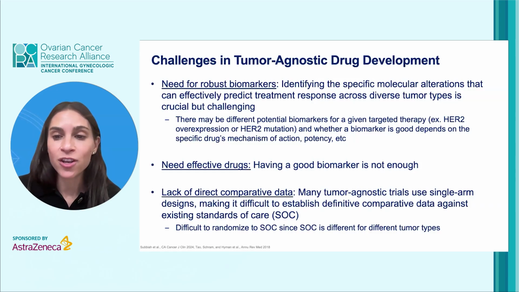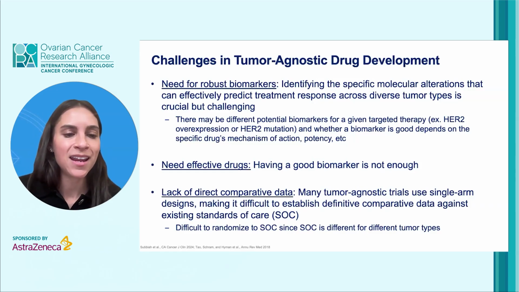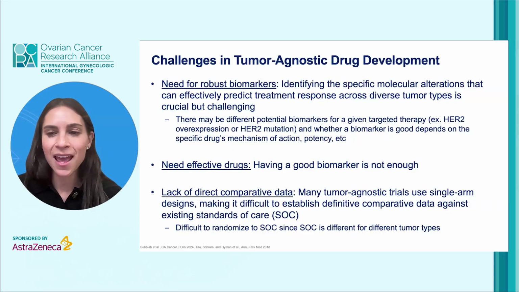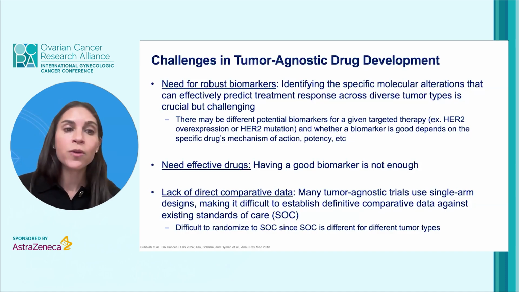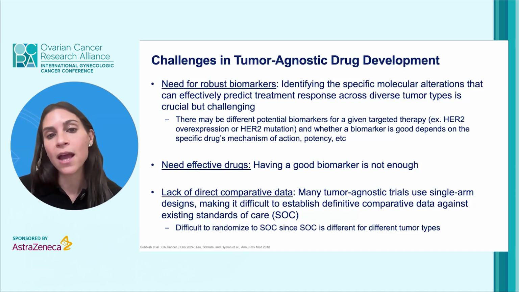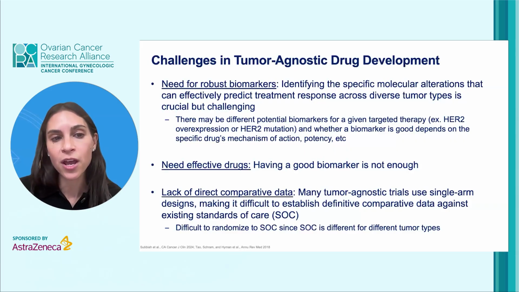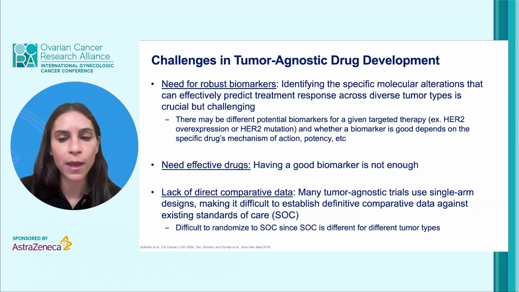There are several challenges. One of them is, of course, needing sufficient data to really say that this is worth targeting across different cancer types, which can be tricky, particularly in rare tumors and in rare biomarkers. We also need robust biomarkers, so identifying the specific molecular alteration that can effectively predict treatment response across diverse tumor types can be critical and is challenging. So there may be different potential biomarkers for a given therapy.